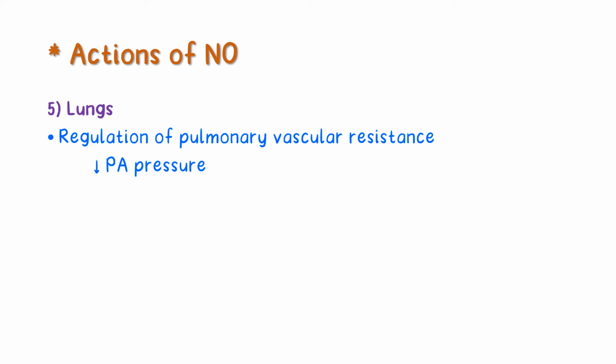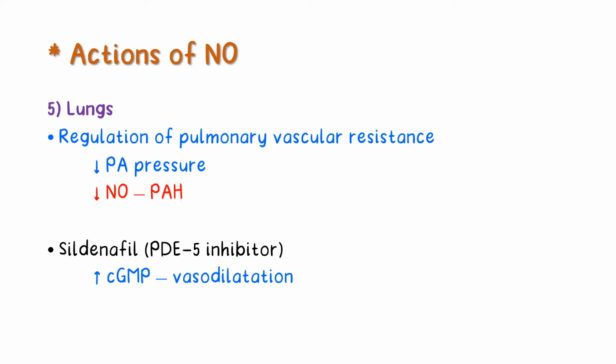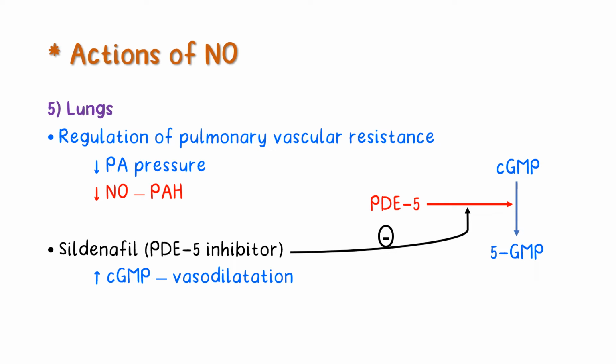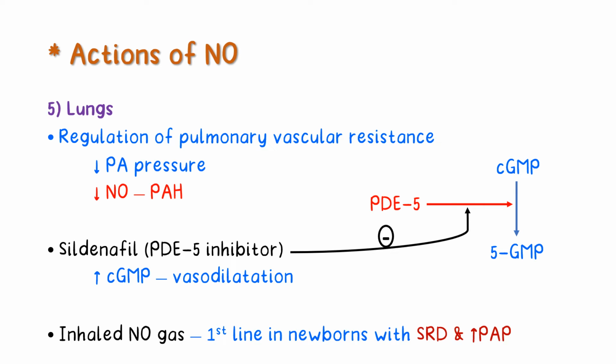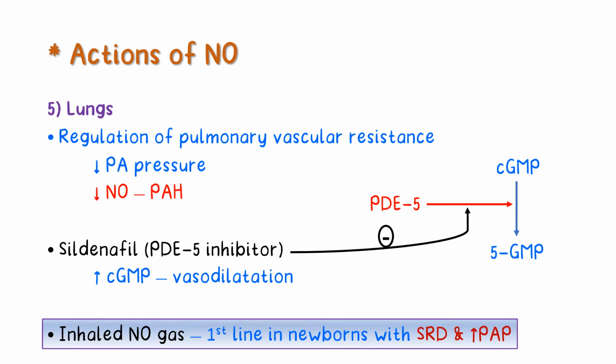Nitric oxide in the pulmonary system regulates pulmonary vascular resistance and decreases pulmonary artery pressure. And defective nitric oxide function may lead to pulmonary artery hypertension. So again, sildenafil, a phosphodiesterase 5 inhibitor, is the drug of choice for treatment of pulmonary artery hypertension, as it increases cyclic GMP by preventing its degradation. So vasodilatation occurs and there is a reduction in pulmonary artery pressure. And inhaled nitric oxide gas is the first line therapy in newborns with severe respiratory distress and raised pulmonary artery pressure.